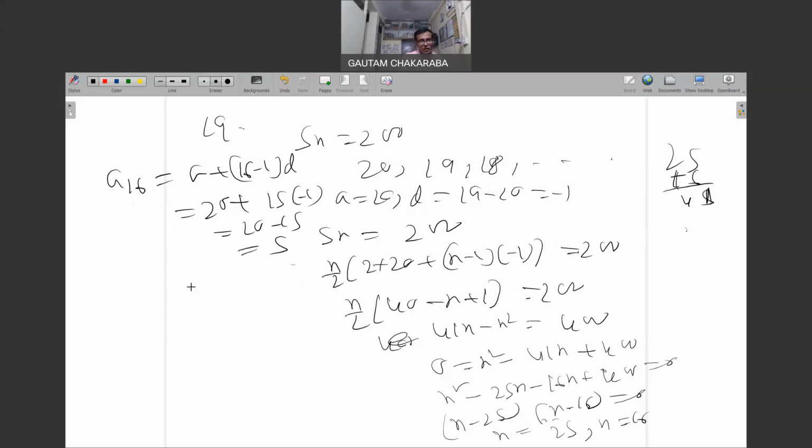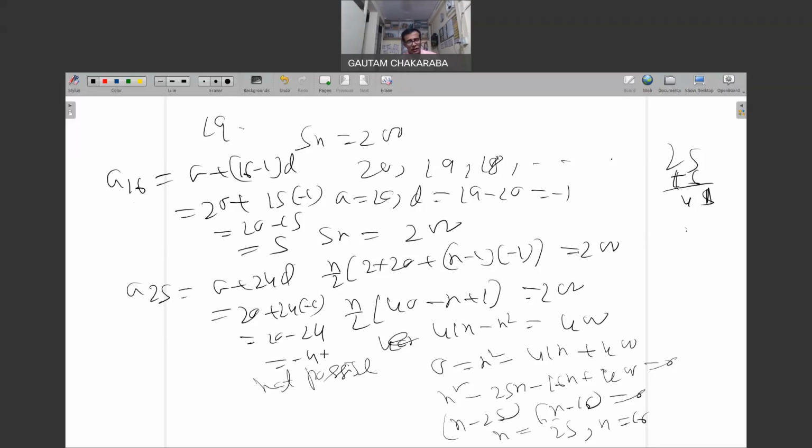This is the answer. Now we apply again a25, that is a plus 24 into d, where a is equal to 20, and 24 into minus 1. So 20 minus 24 is minus 4. A negative number of logs in the last row is not possible, so this is not the correct answer. The only correct answer is that the number of rows is 16 and the top row contains only 5 logs. Okay, understood? This is very important.